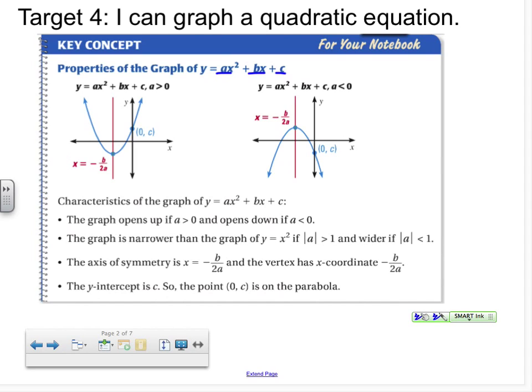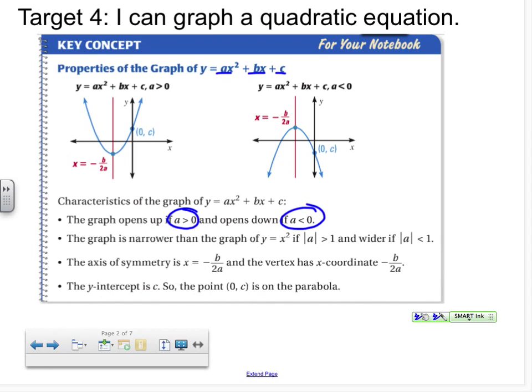Now, there's a couple things we can tell by standard form. Not a lot we can tell just by looking at it, but we can tell more by doing some quick calculations or manipulations. One thing we can tell just by looking at it is we know if it opens up or down. Just like before, if a is positive, it opens up like a cup. If a is negative, it opens down like a frown.